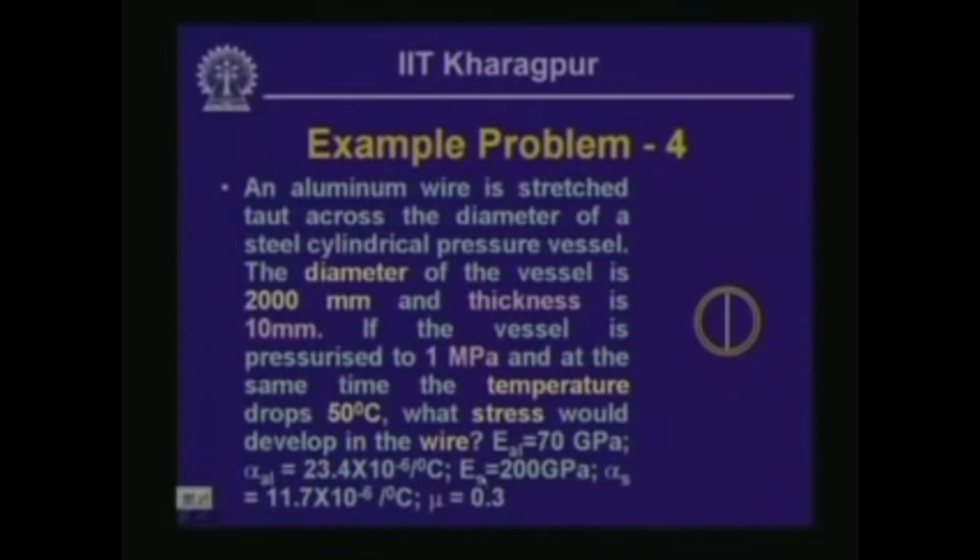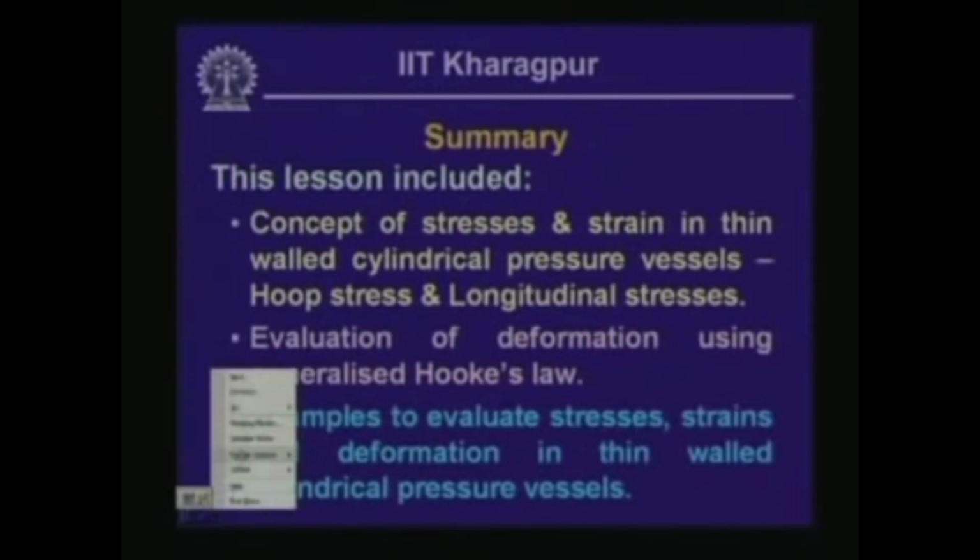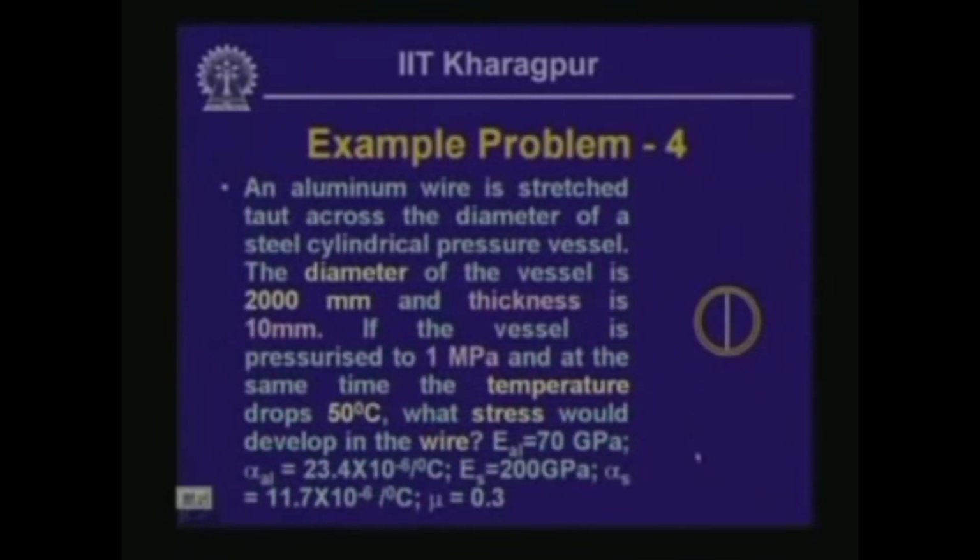Well, I have another problem which is set for you. An aluminum wire is stretched taut across the diameter of a steel cylindrical pressure vessel. The diameter of the vessel is 2000 millimeter and the thickness is 10 millimeter. If the vessel is pressurized to 1 megapascal and at the same time the temperature drops to 50 degree centigrade, what stress do you expect in the thin walled pressure vessel? I will discuss this problem next time.